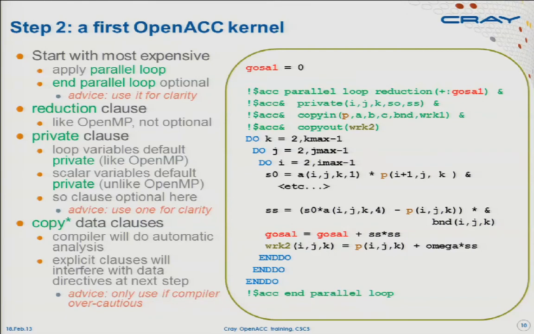I've said the scalars are private. I didn't need to. And then I've said these arrays are read-only. This array is write-only, so I've set them copy in and copy out. And that's the acceleration. So that's, just like I said, that's all you needed to do. And I didn't actually need to put in these array movements. It would have done it automatically. But I've just put them in to show you.